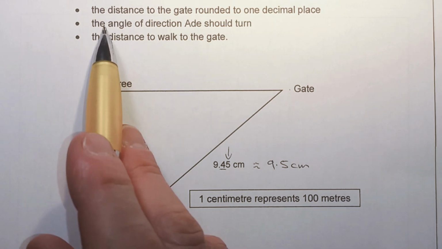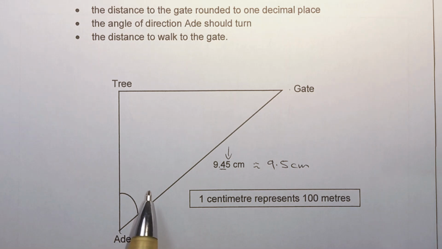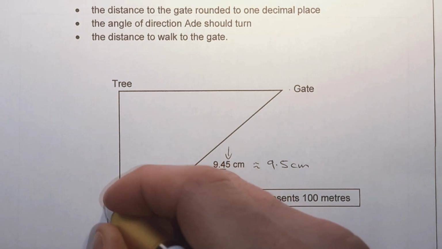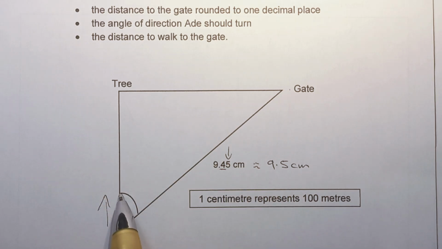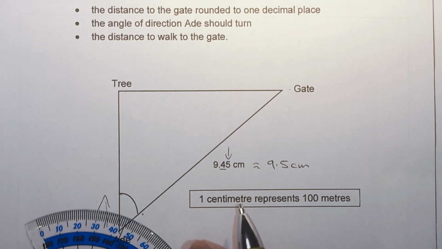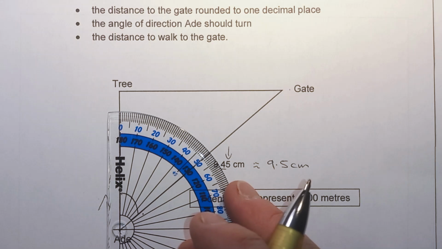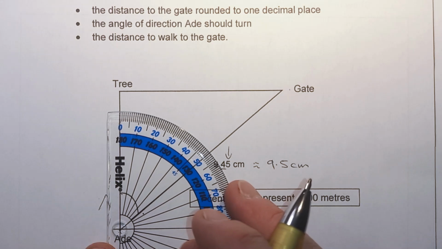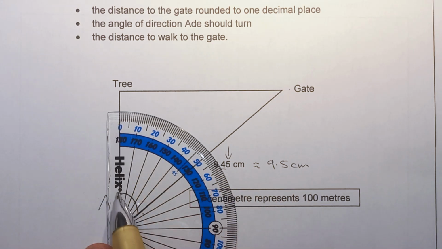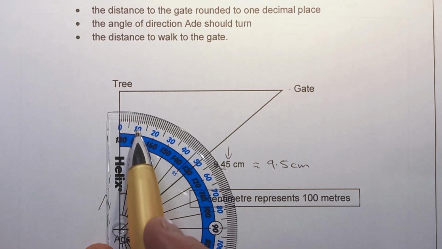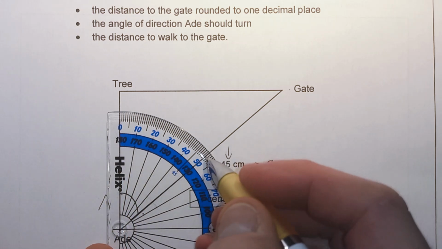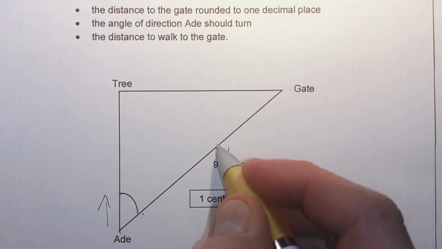Then it says it wants the angle of direction Aid should turn. He was facing the tree, so looking up this way. The angle to turn is going to be this angle here. So I'm going to get my protractor out. Line the crosshairs up here. So if we start on a 0, we're measuring this angle here. 10, 20, 30, 40. It's exactly 50 degrees.